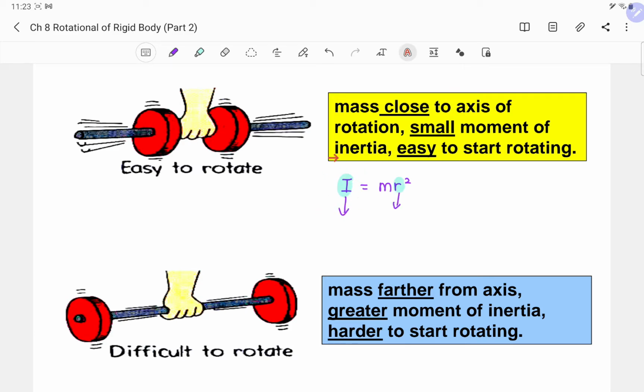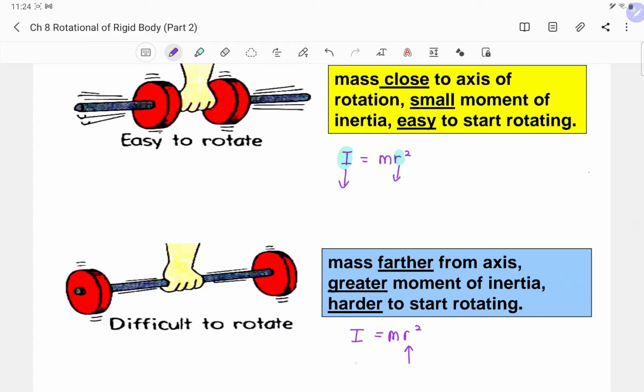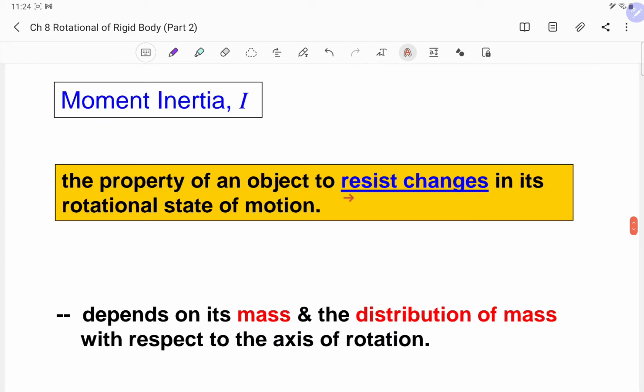So small I indicates that the resistance is small, therefore it is easy to start rotating. For the next diagram, when the mass is farther from the axis, the r is greater. When the r is greater, the moment of inertia is greater. And this shows that the resistance is very, very high, so it is harder to start rotating. So you have to remember I is the resistance of an object to resist changes in its rotational motion.